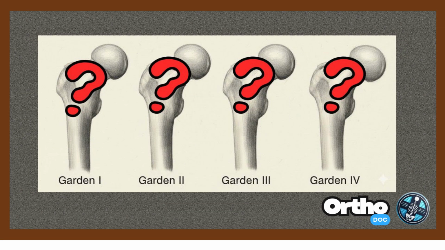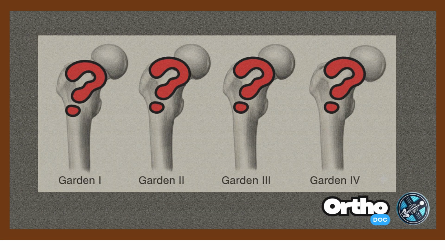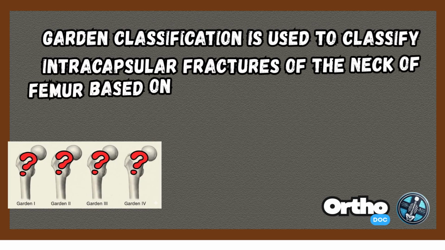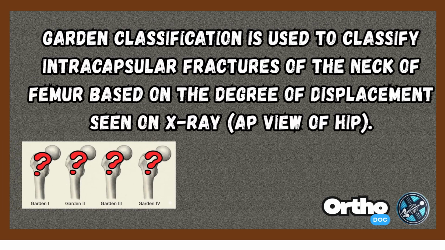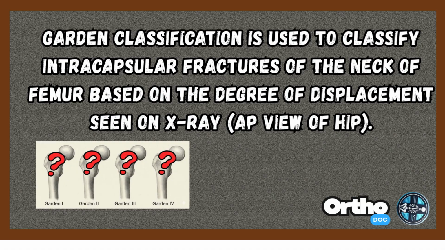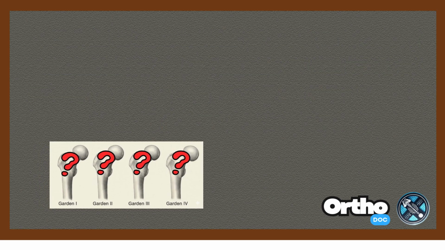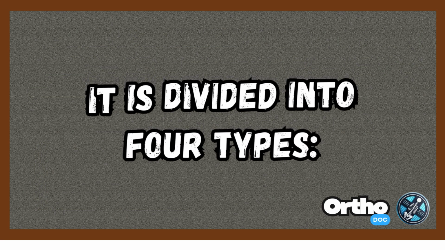Let's talk about Garden classification of femur neck fracture. Garden classification is used to classify intracapsular fractures of the neck of femur based on the degree of displacement seen on X-ray, AP view of hip. It is divided into 4 types.